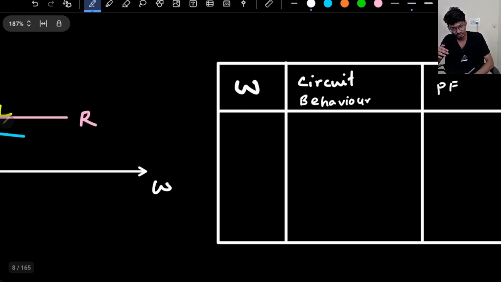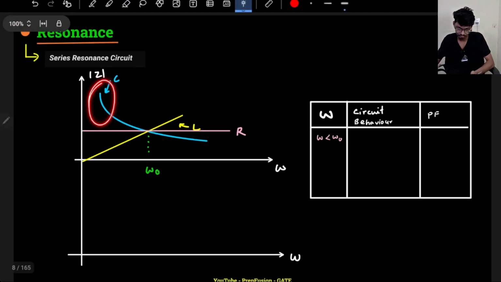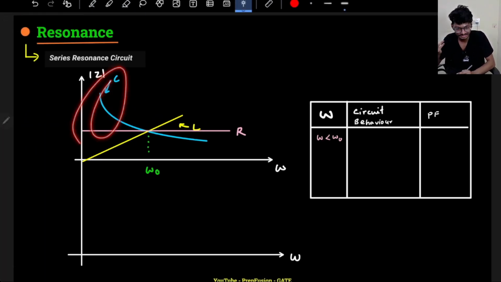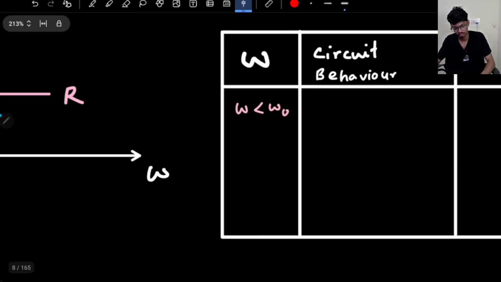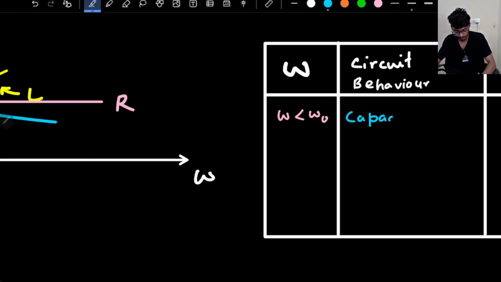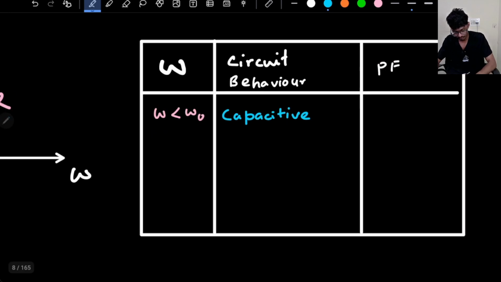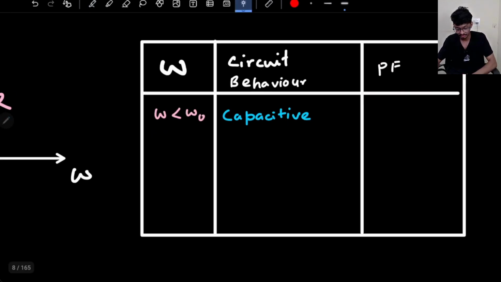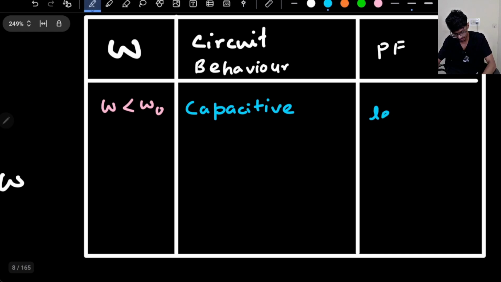Initially, for low values of omega, when omega is less than the resonant frequency omega naught, that is, I'm going towards the resonant frequency, the circuit behavior is capacitive. Why? Because the capacitance has a higher value, 1 by omega naught C will be dominating, so the circuit behavior will be capacitive. What about the power factor? If it is capacitive, the power factor will be leading.